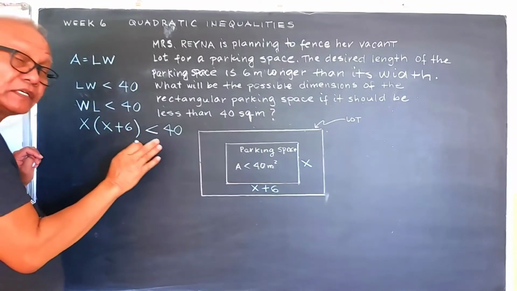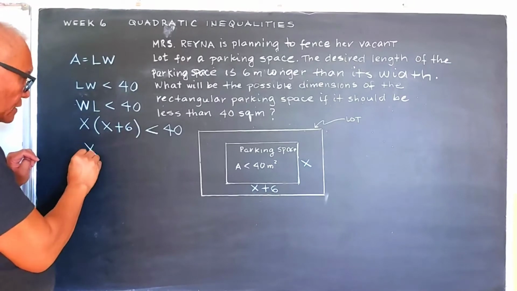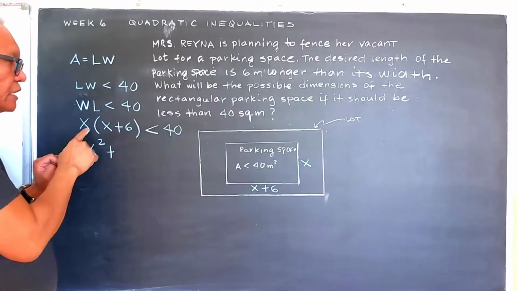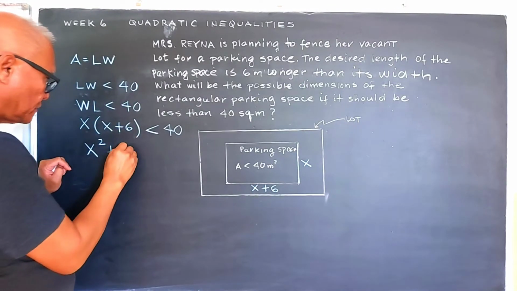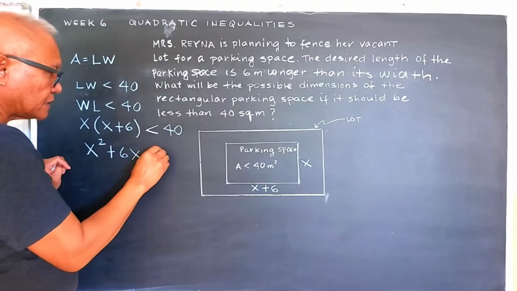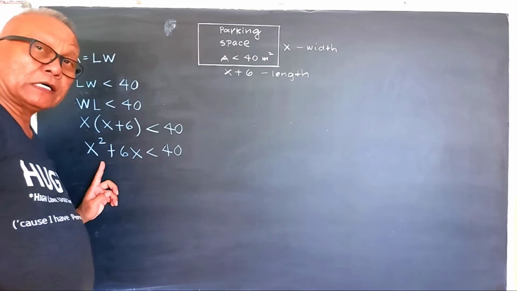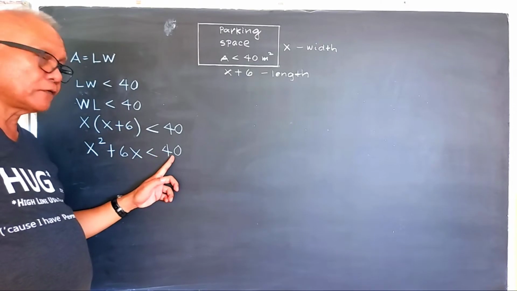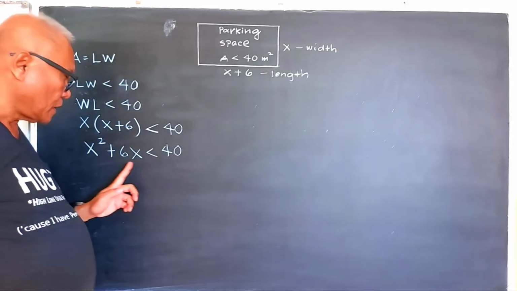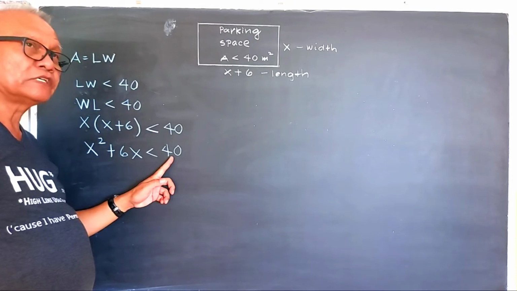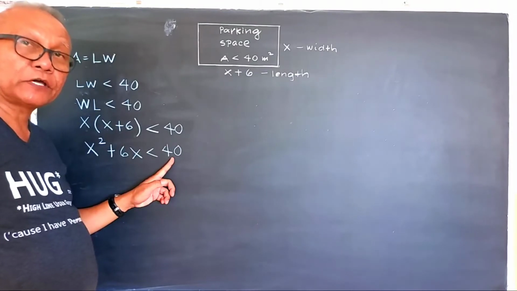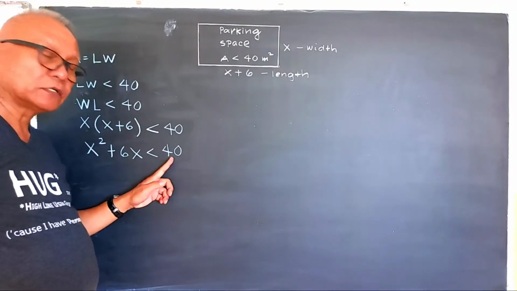Then we simplify this. x times x is x squared plus x times 6 is 6x. So we have 6x is less than 40. So class, this is our inequality: x squared plus 6x is less than 40 square meters. Now, we will use this and convert it first to a quadratic equation so we can solve for the critical points. We need its roots.